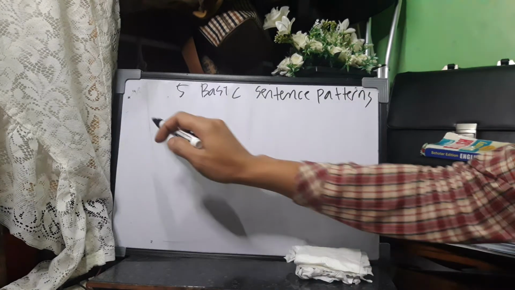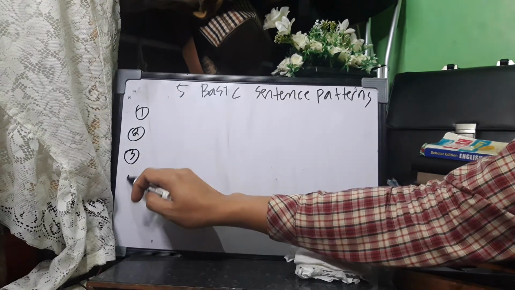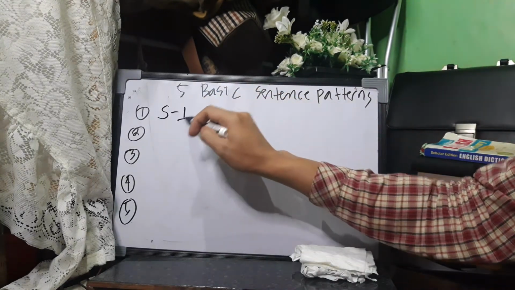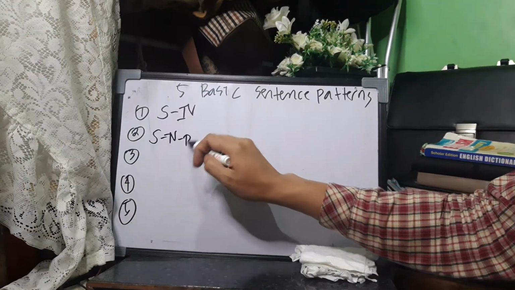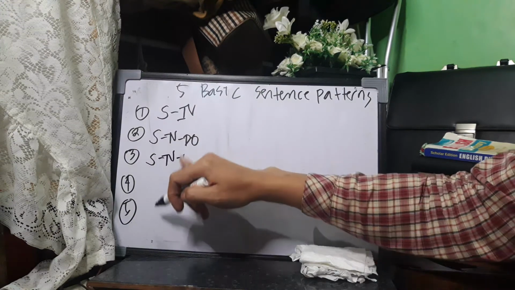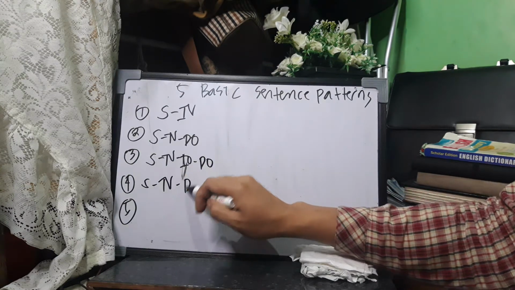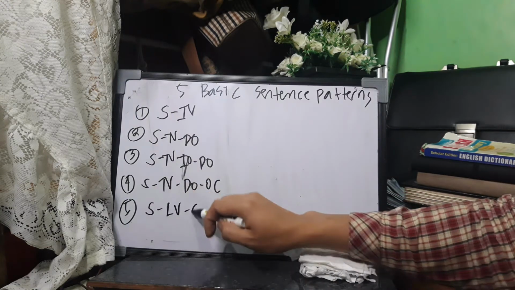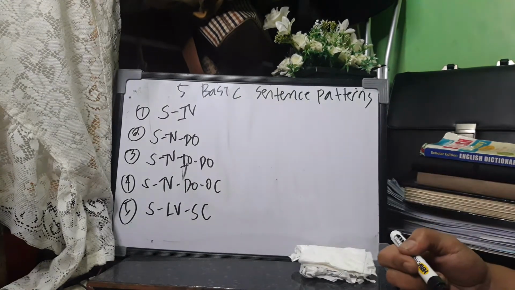For the five basic sentence patterns, there are actually five, as I have told you. So I will give you at least a clue how you can easily understand them. The first one is SIV. The second one, we can have the STVDO. The third one, you can have STVIODO. Number four, we can have STVDOOC. And number five, we can have SLVSC. With these acronyms that I gave, you can easily understand them.